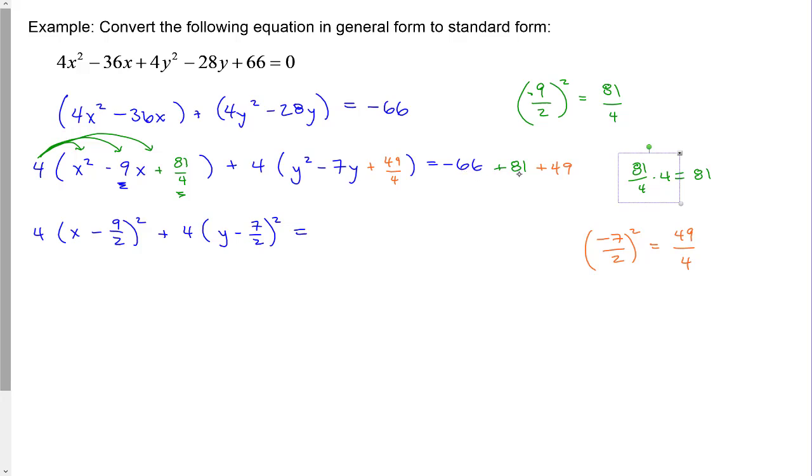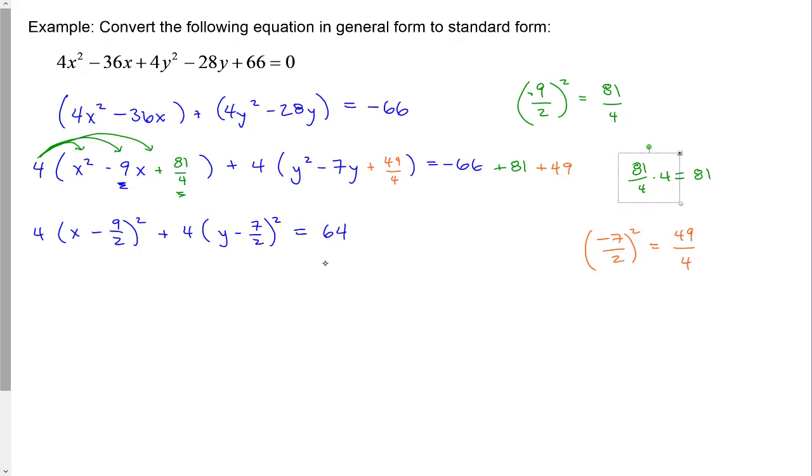And all these need to add together. So let's see, if I add 1 and 49 that would give me 50, plus 80 would give me 130, minus 66 looks like that would give me 64.